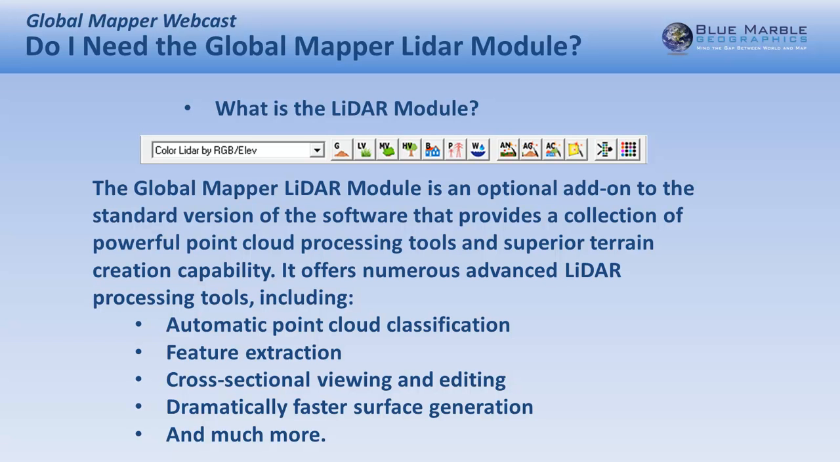The toolbar is the manifestation of the module, and we'll look at that in the context of the software. Just to mention, this LiDAR module comes with a standard installation of Global Mapper. You just need the license to activate it. You don't need to install anything new, you just need to obtain a license. So everybody who downloads version 17 today has the module, but it's activated with the license. As with the standard license, you can request a trial, and we'll show you that dialog box in just a few minutes.